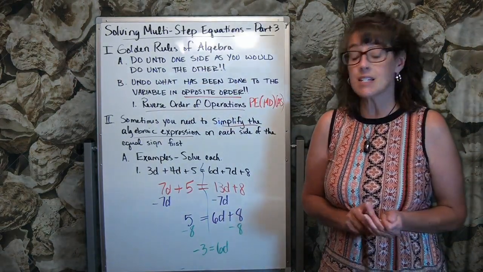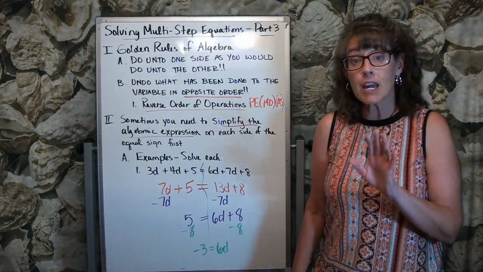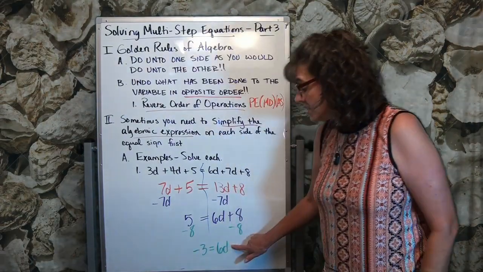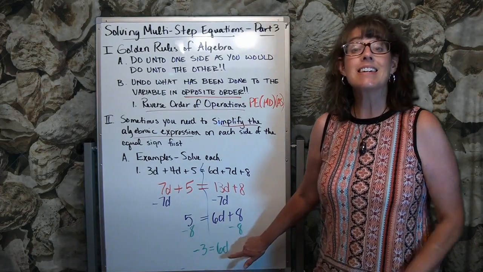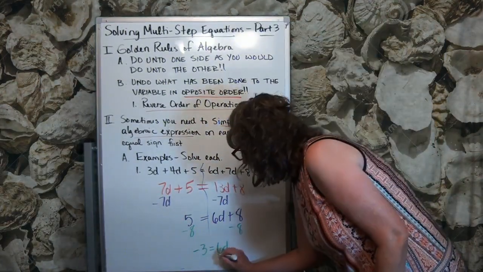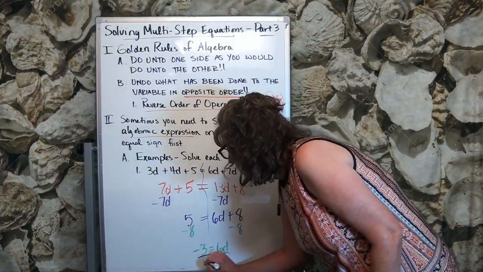Now I need to get the D by itself. Be very careful, folks. You want to get the D by itself. How do you undo multiplication by 6? Yes, divide by 6. So I'm going to divide by 6 here, and I'm going to divide by 6 here.